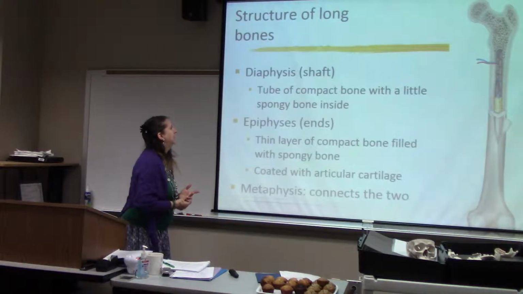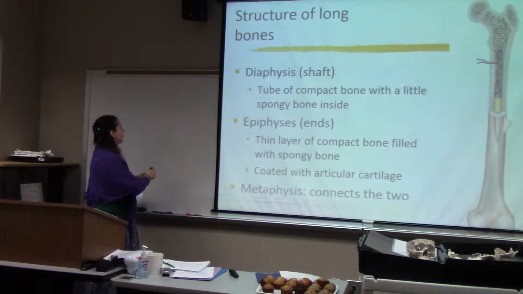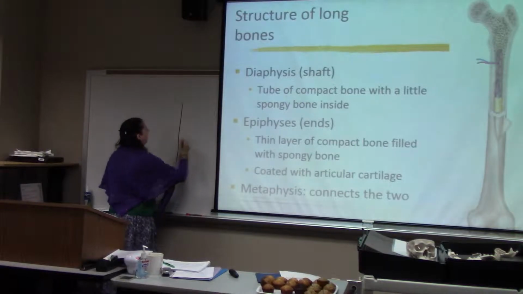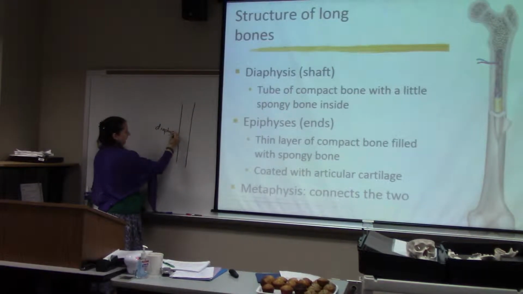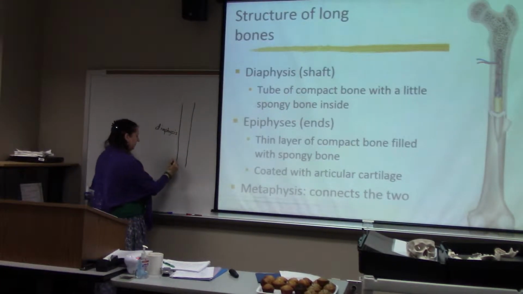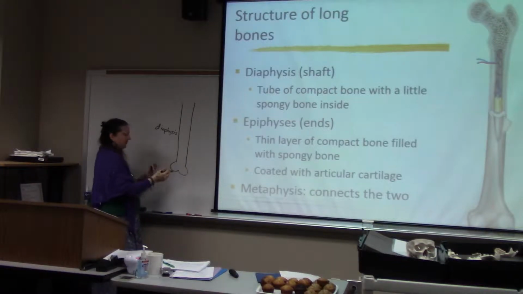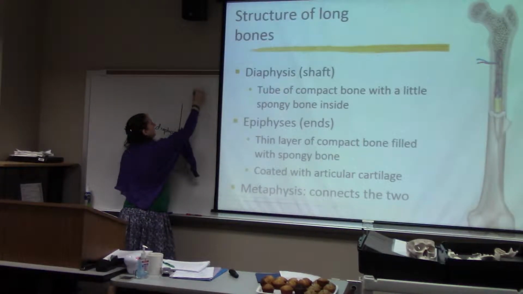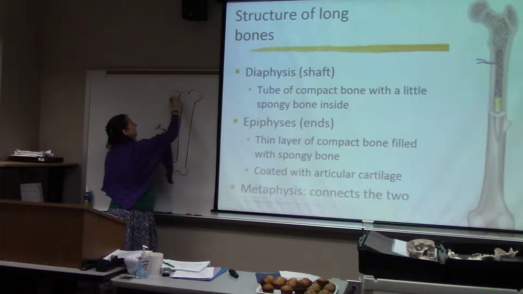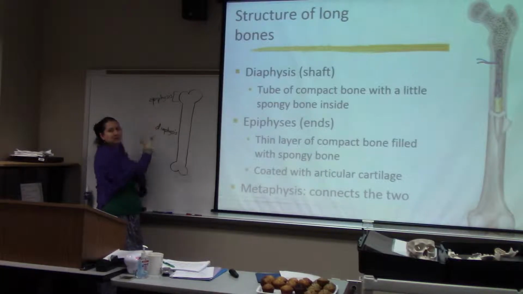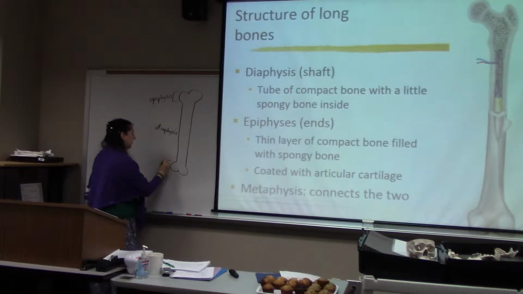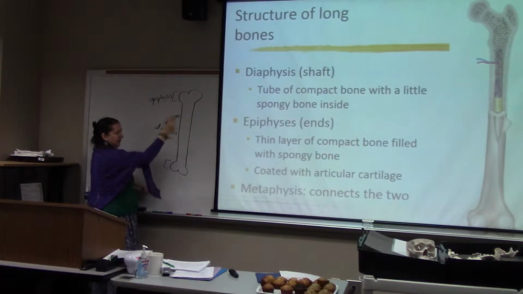Long bones. The shaft is called the diaphysis. The wide ends are called epiphyses, and I'm just going to do this as a cartoon bone. Singular is epiphysis with an I. When you talk about them both together, it's epiphyses with an E.